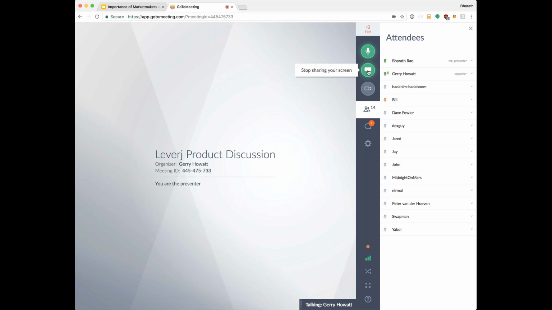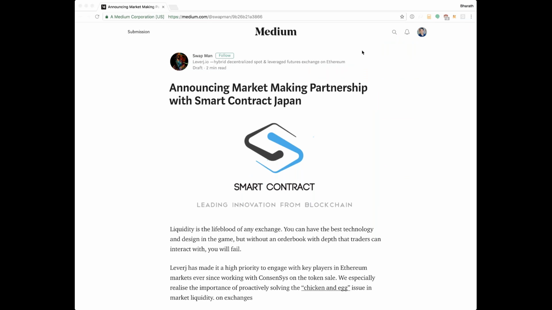Right. So I have some excellent news to share. We have partnered with... can you see my screen? Yes, it does show. We have partnered with Smart Contract Japan to provide market making on the LEVERJ platform, and we've signed a memorandum of understanding for them to provide market making on LEV tokens, ETHUSD futures, and any other ERC token as and when we come to an agreement.